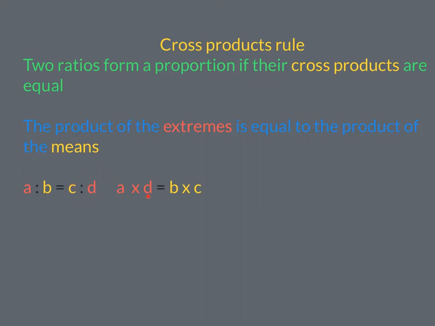Then you're going to multiply. A times D is equal to B times C. And if those are equal, then your ratio is also a proportion. So if we were to look back and use our previous example where we were figuring out if 2 cups of nuts to 6 cups of dried fruit would be the same as 3 cups of nuts to 9 cups of dried fruit, we would write it like this.